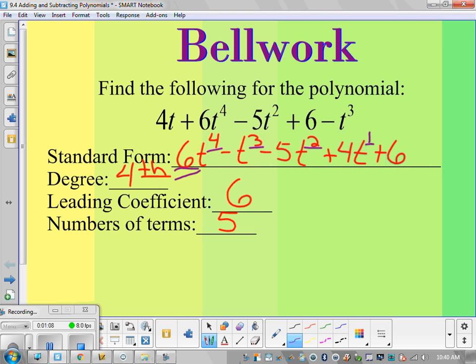And then when I ask the number of terms, you are simply counting. We have 6t to the 4th, t to the 3rd, 5t squared, 4t, and 6. That is 5 terms.